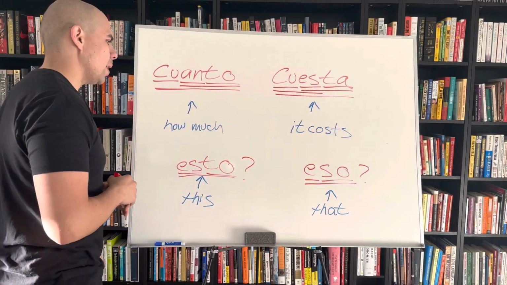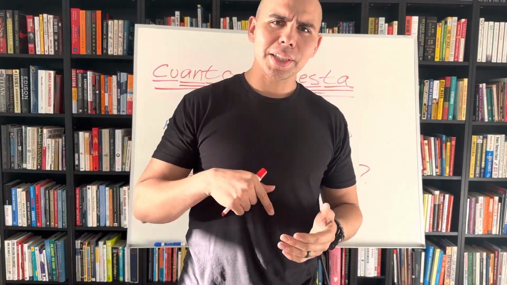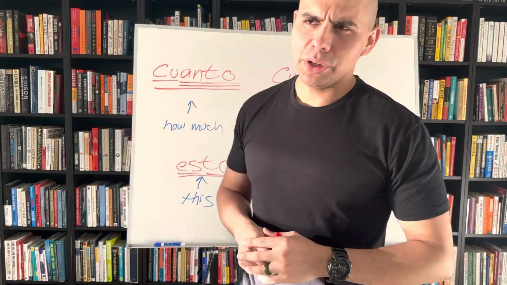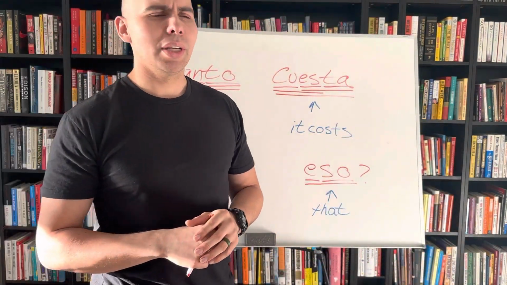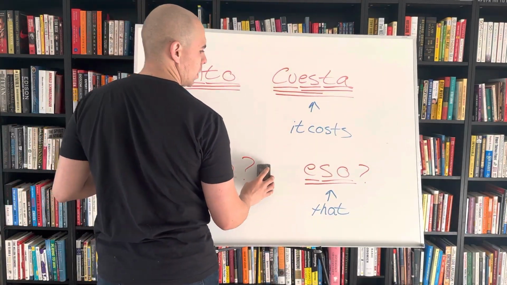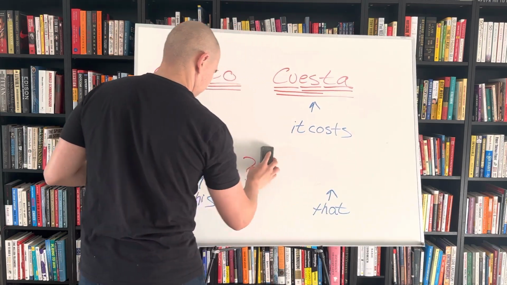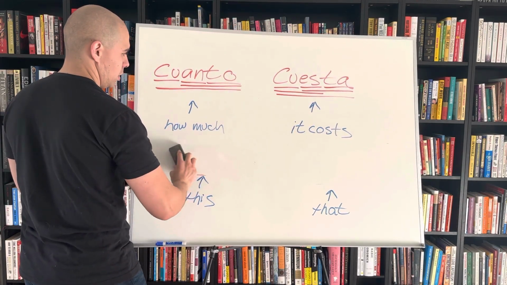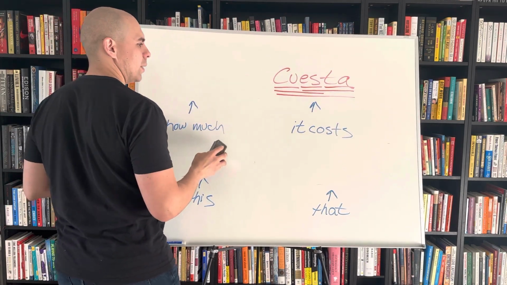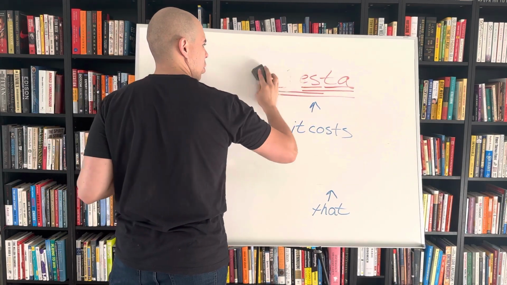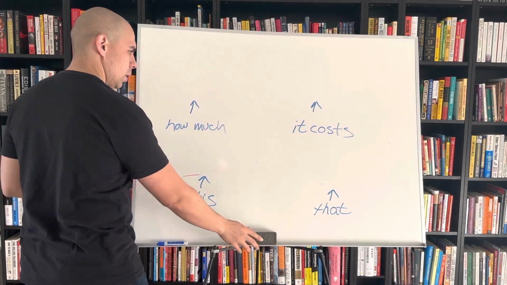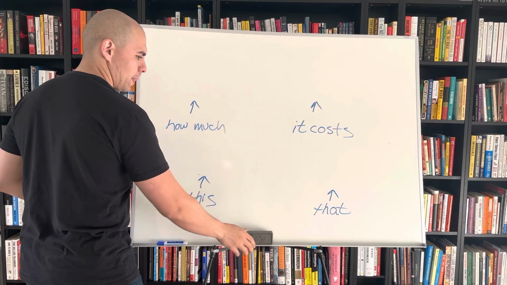Excellent. Okay, how do you say this in Spanish? Esto. How do you say that in Spanish? Eso. Very good. Excellent. Let's get rid of these. Now, how do you say how much? ¿Cuánto? How do you say it costs? Cuesta. Or in this context, this is going to mean does it cost, right?